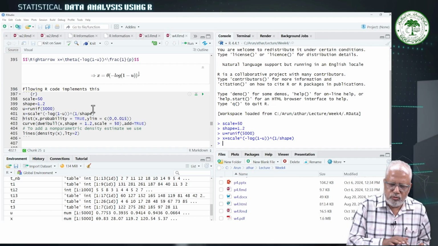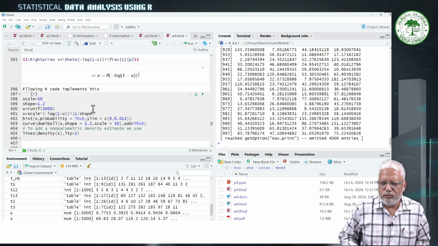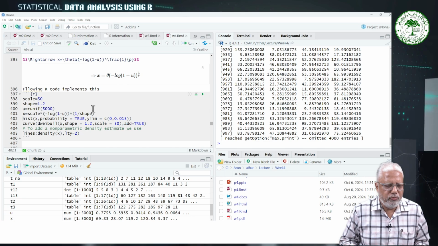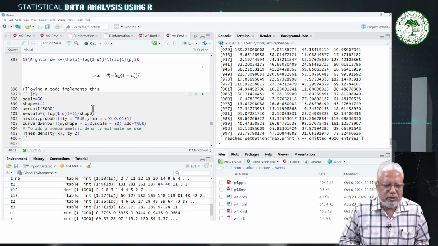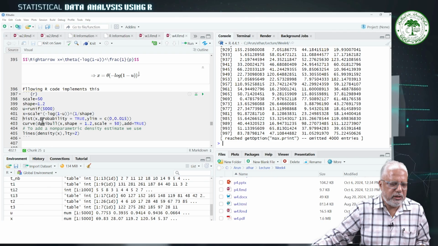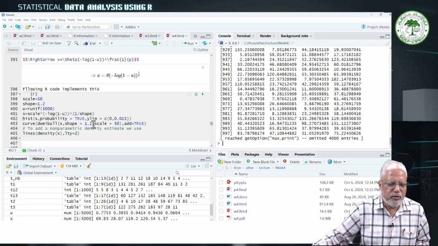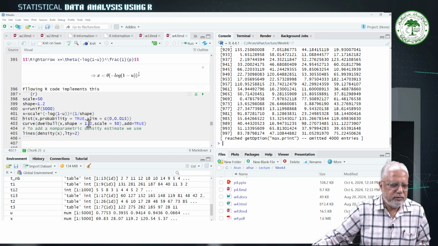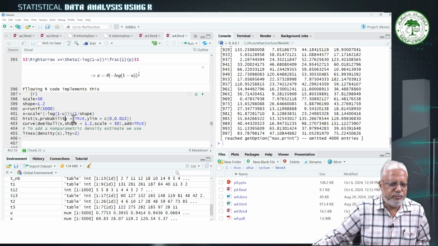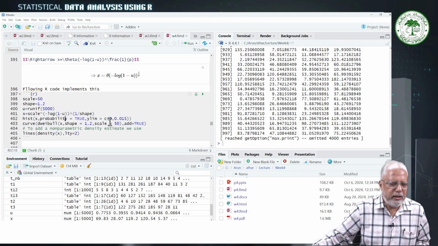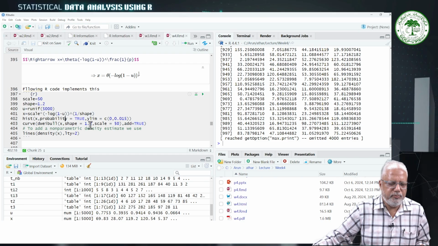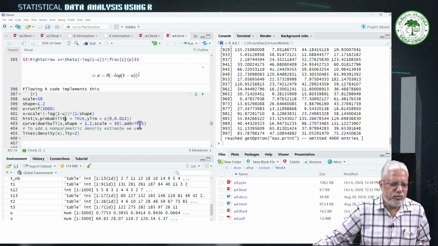We can look into the simulated quantities, 5000 observations from Weibull distribution with scale equal to 50 and shape equal to 1.2. Now we can make use of the curve dweibull, shape equal to 1.2. So here first we will make the histogram. Histogram with probability equal to TRUE, ylim equal to this, and then on the histogram we will add a curve dweibull x, shape 1.2, scale equal to 2, and add equal to TRUE.